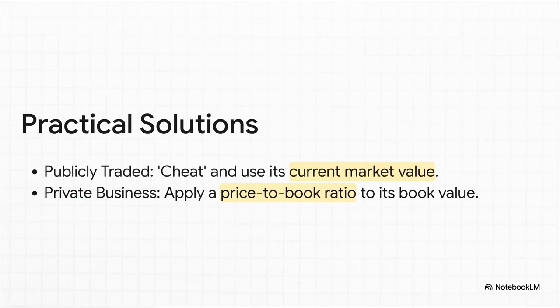So what are these shortcuts? What can we actually do? Well, here are two really practical approximations. First, if the holding is in another publicly traded company, you can kind of cheat and just use its current market price. Look, it's not a pure intrinsic value, but it's often your best and most realistic option. Second, if the holding is in a private business, you can take its book value and then apply a price-to-book multiple from similar public companies in that same industry. It's an estimate for sure, but a lot of the time, it's the best you can do.